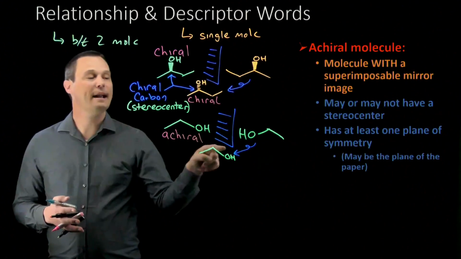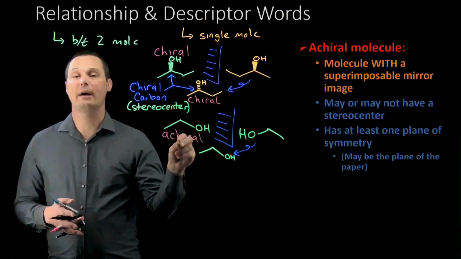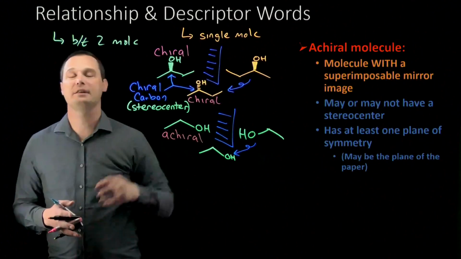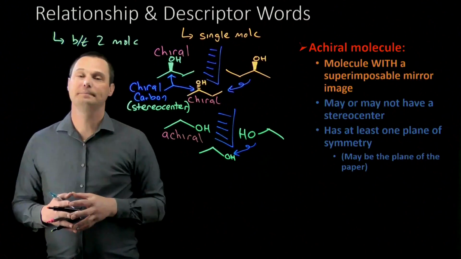Most achiral molecules will not have a stereocenter. If a molecule does not have a stereocenter, it must be achiral. Every molecule without a stereocenter is achiral, but only some molecules with stereocenters are chiral. Okay, most molecules with stereocenters are chiral, but not all.